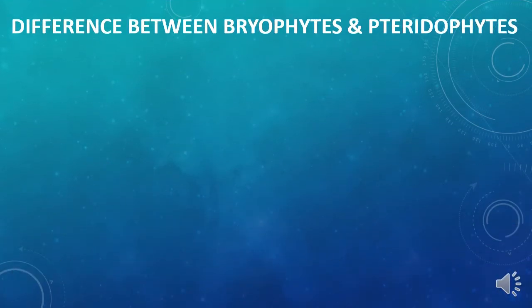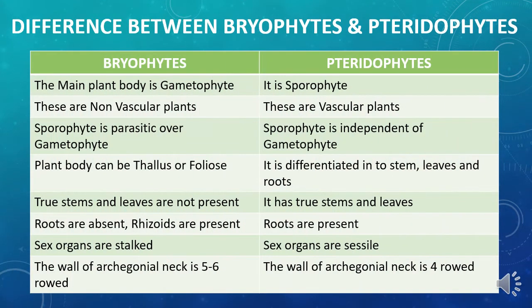Coming to the difference between bryophytes and pteridophytes. In bryophytes, the main plant body is gametophyte, whereas in pteridophytes, the main plant body is sporophyte. Bryophytes are non-vascular plants, whereas pteridophytes are vascular plants. They have the conducting tissues. The sporophyte is parasitic over the gametophyte in bryophytes. In bryophytes, the sporophyte doesn't have a photosynthetic structure, so it depends on the gametophyte for nourishment. Whereas in pteridophytes, the sporophyte is independent of the gametophyte as it is autotrophic by itself.